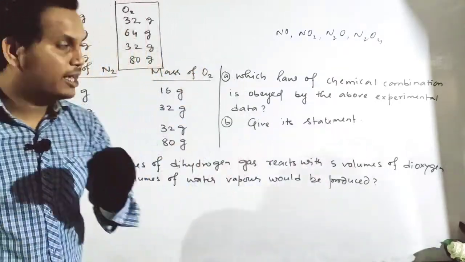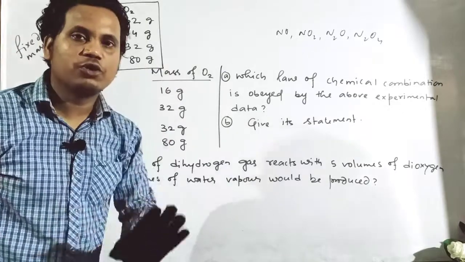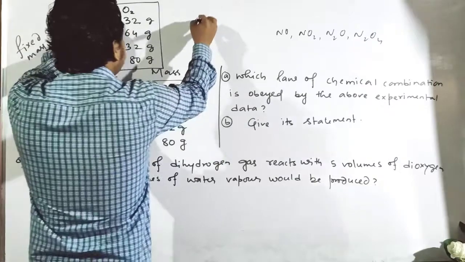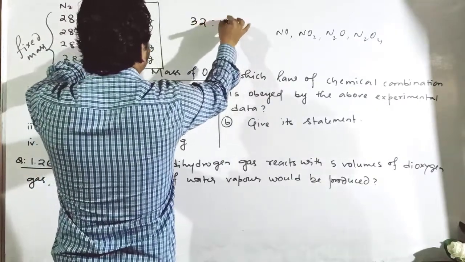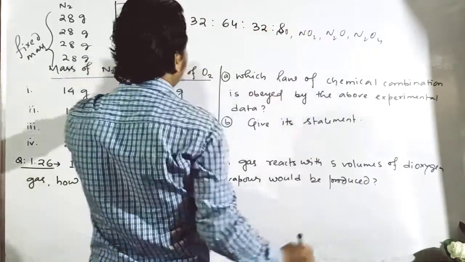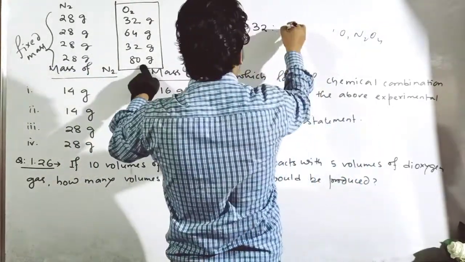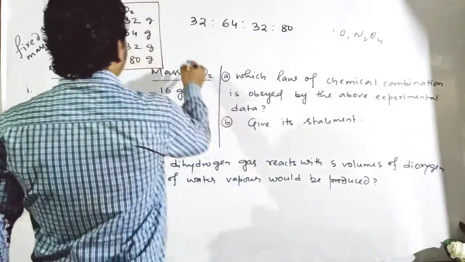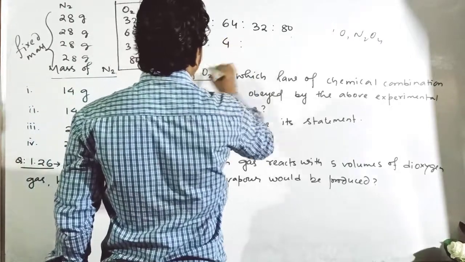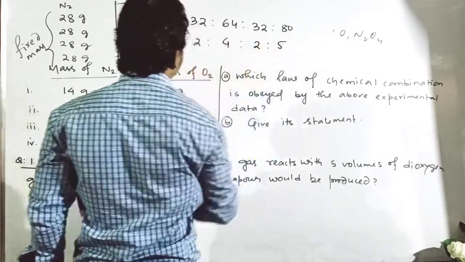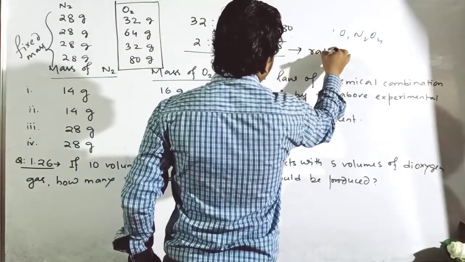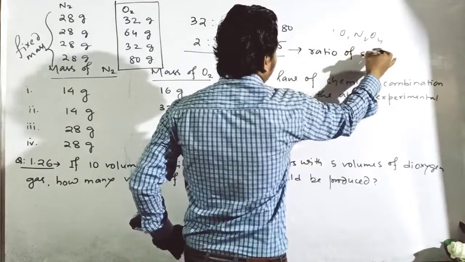Now just check whether it is in the ratio of a small whole number or not. So masses of the one element that combine with the fixed mass of the other element are in the ratio of a small whole number. So what will this ratio be? 16 2s are 32, 16 4s are 64, 16 5s are 80. So this is the ratio of a small whole number.